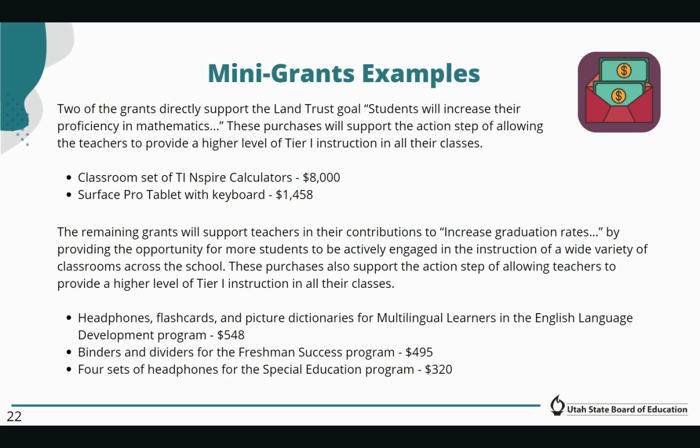Another detailed description was, the remaining grants will support teachers in their contributions to increase graduation rates by providing the opportunity for more students to be actively engaged in the instruction of a wide variety of classrooms across the school. These purchases also support the action step of allowing teachers to provide a higher level of Tier 1 instruction in all their classes. Both narratives included the items being purchased, how they would impact the goal, and the costs associated with them.